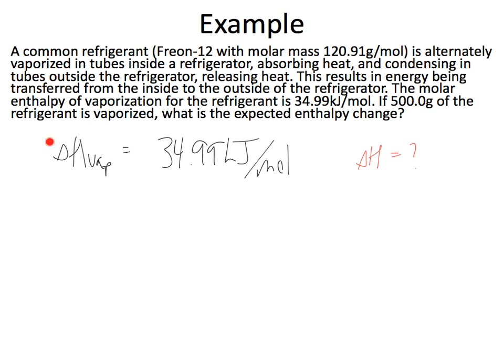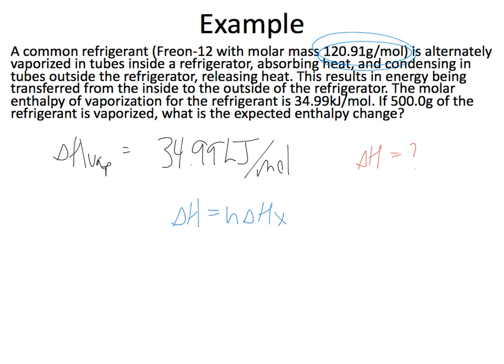And I have my molar enthalpy. How do I get from here to here? Well, remember our equation is delta H is equal to n delta Hx. I have delta Hx, in this case that is delta H of vaporization. And to get here, I need to know my n. Remember, n refers to moles. Moles of what? Well, in this case, it's talking about 500 grams of the refrigerant. The refrigerant is the Freon 12. How can I get moles from 500 grams? Think about it.